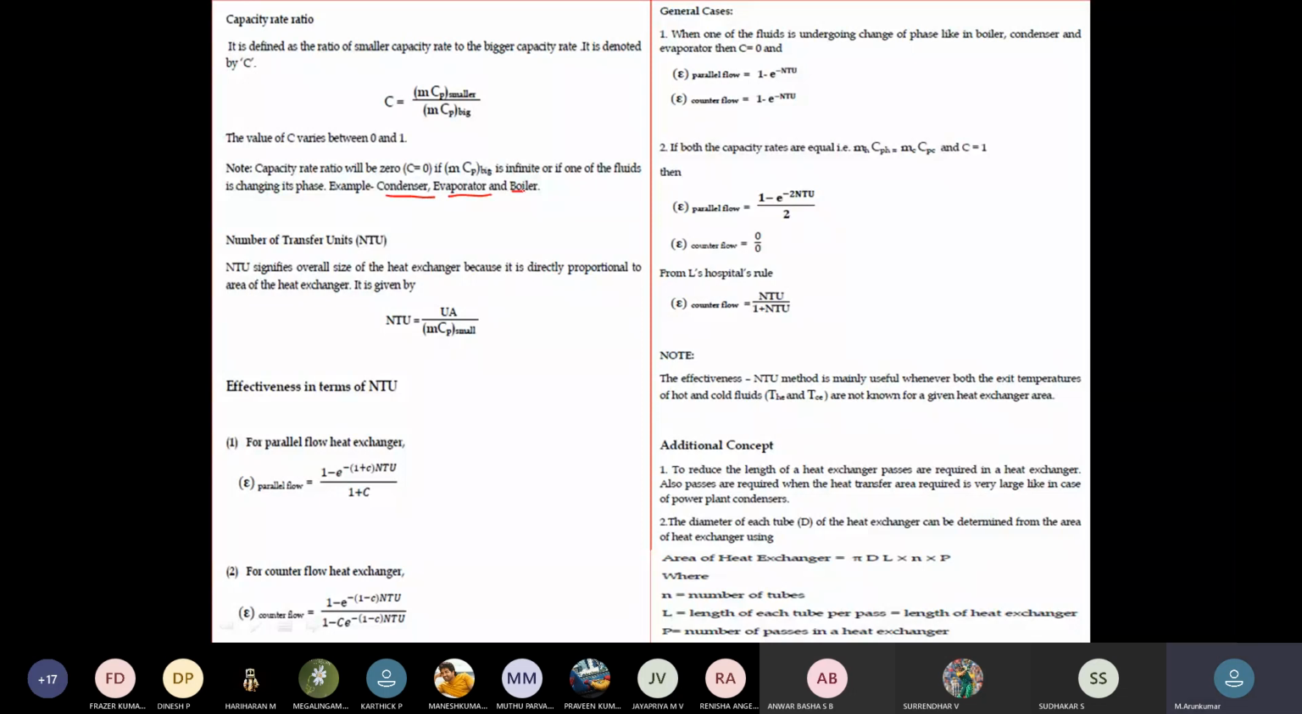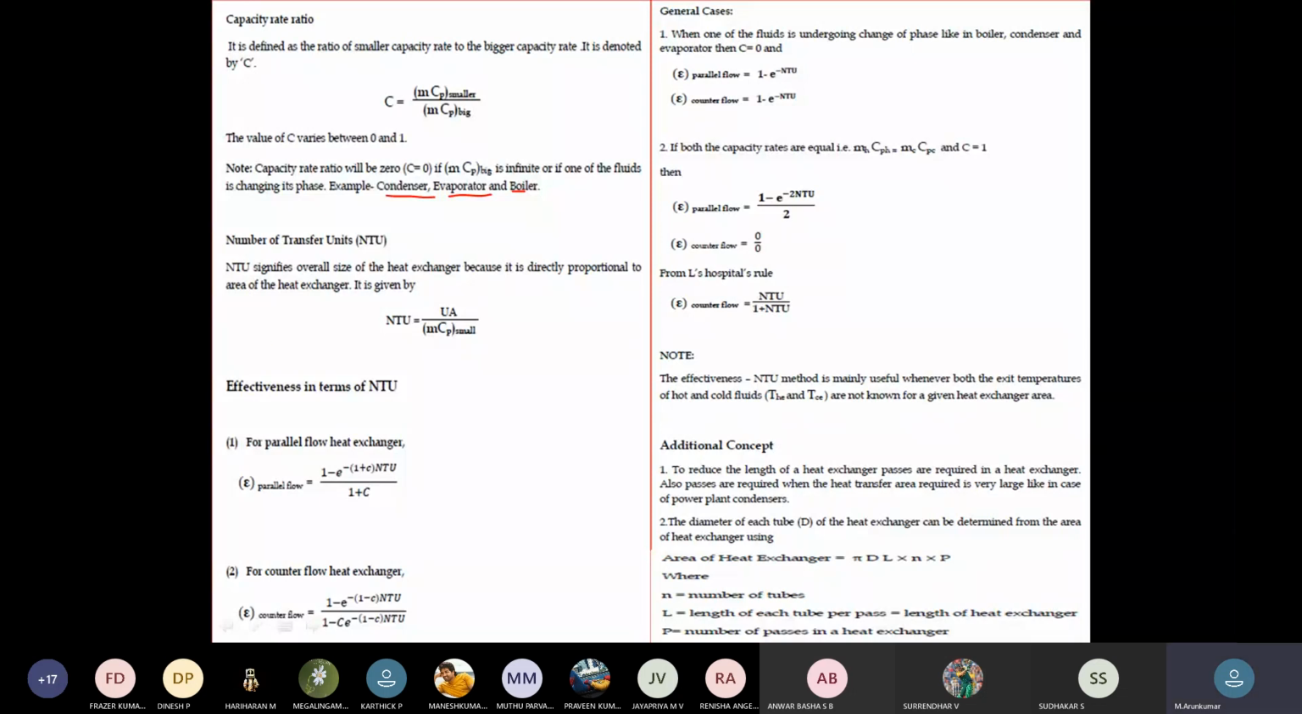Then another term in the heat exchanger is NTU. NTU stands for number of transfer units. This NTU signifies the overall size of the heat exchanger because it is directly proportional to the area of the heat exchanger. So this can be given as UA divided by mCp small.